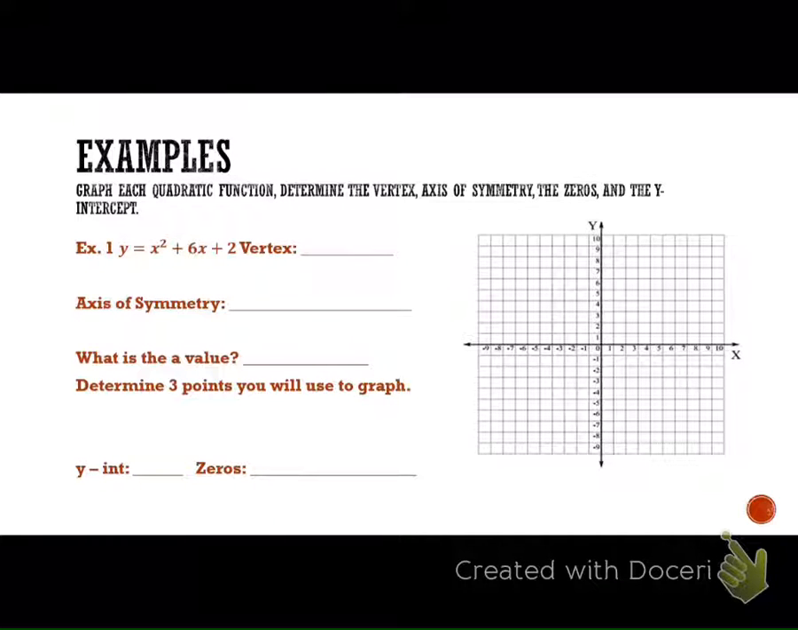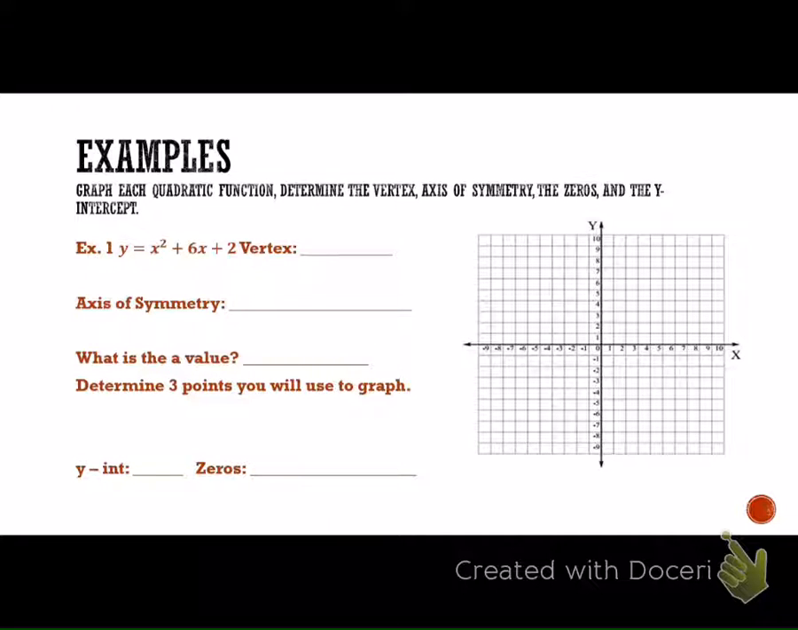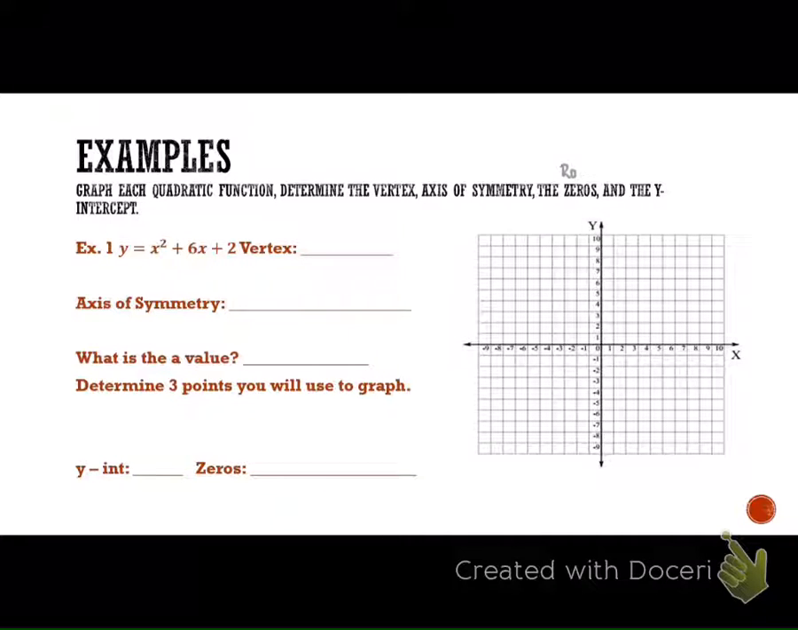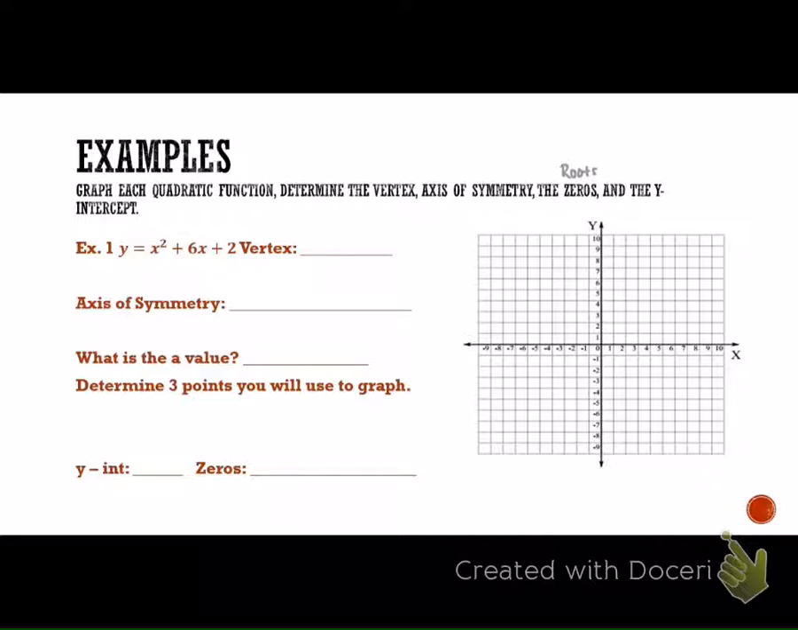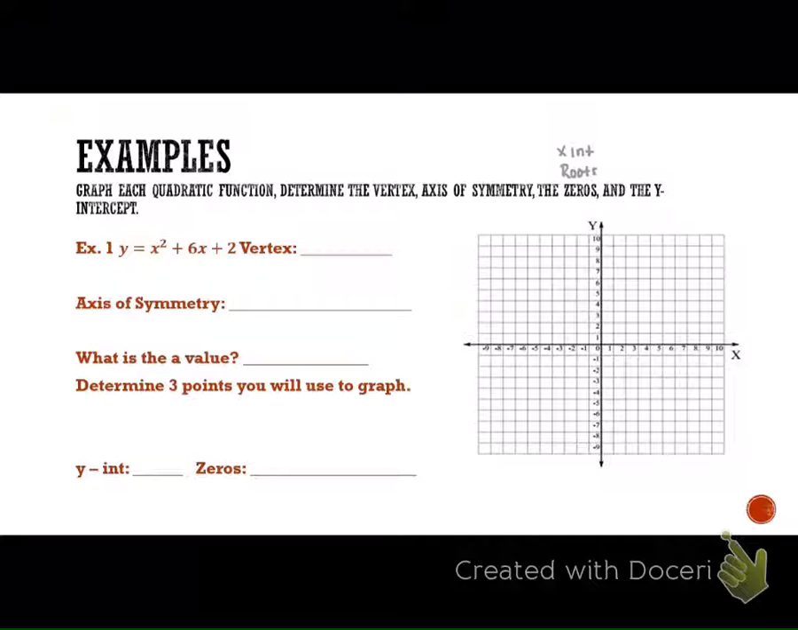It says graph each quadratic function, determine the vertex, axis of symmetry, the zeros, and the y-intercept. Before we move on, what is another word for zeros that you could use? Roots. What intercept are the zeros? X-intercept. So just realize that zeros is an x-intercept, a root, whatever it is that you hear. Those all are interchangeable words.